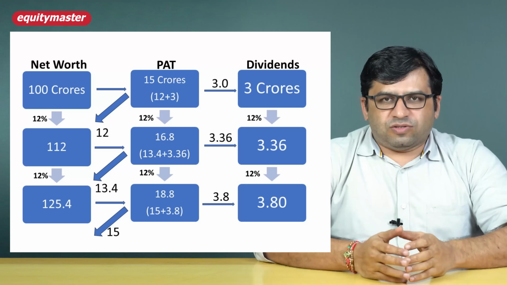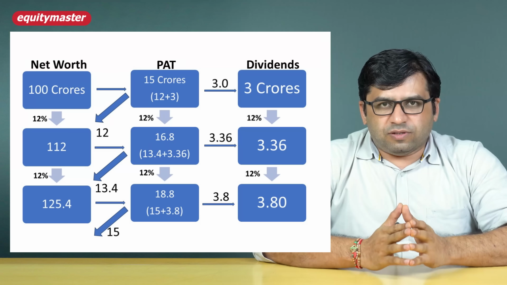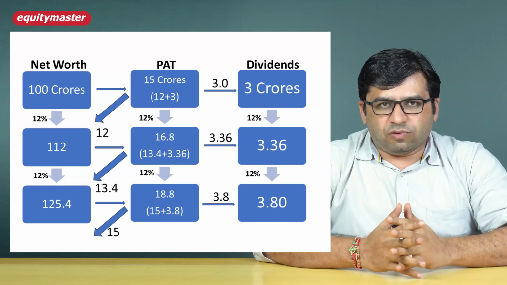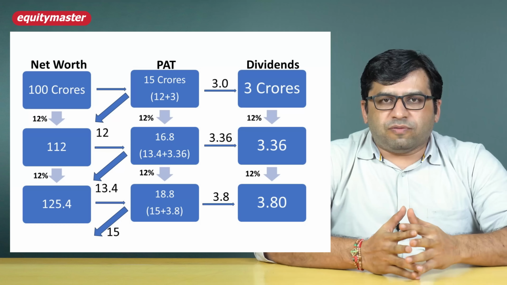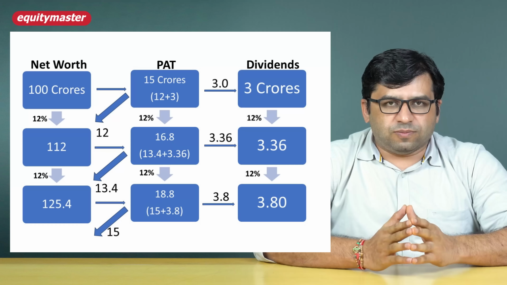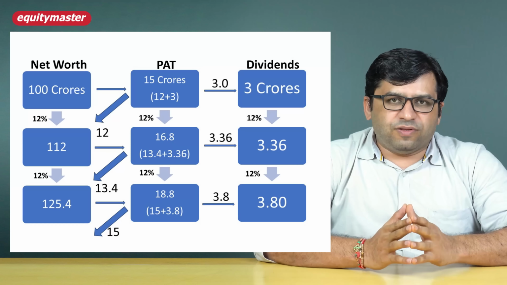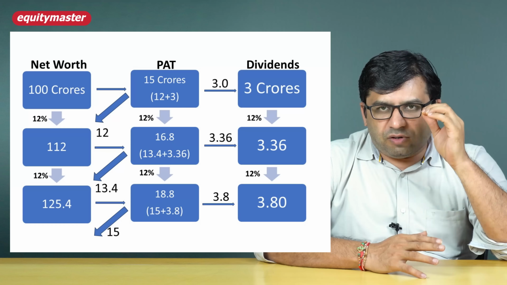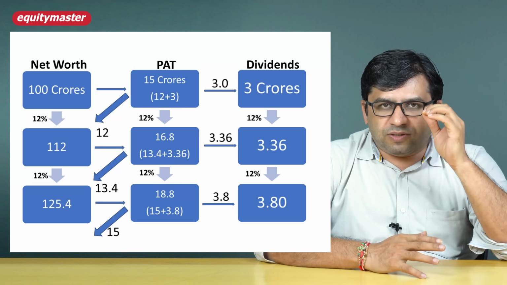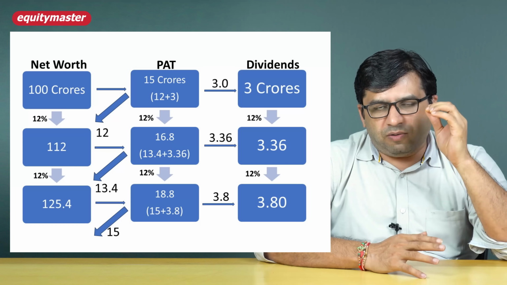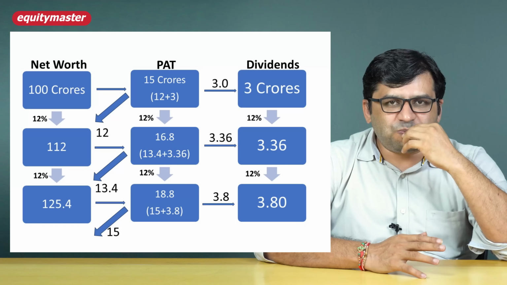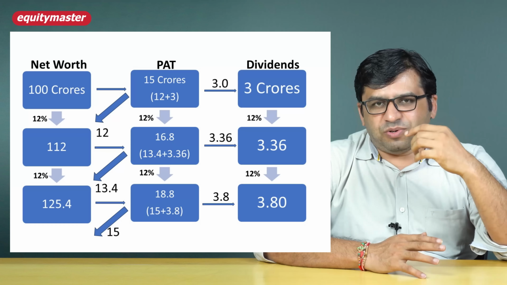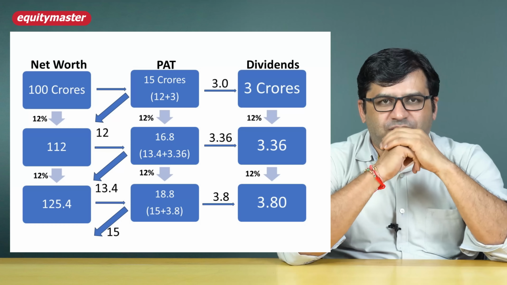Now coming to the last row, we have a new net worth of rupees 125.4 crores, which will produce a profit of rupees 18.8 crores. Out of this rupees 18.8 crores, rupees 15 will be earmarked for 12% growth, and rupees 3.8 crores will be paid out as dividends. And this will continue to go on for many years.